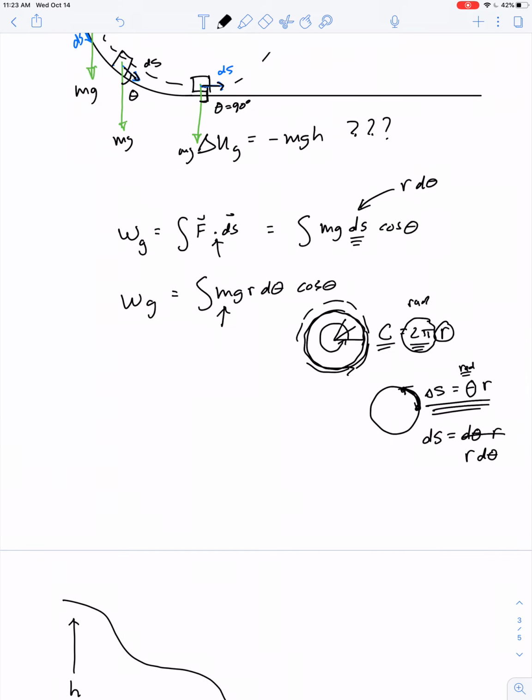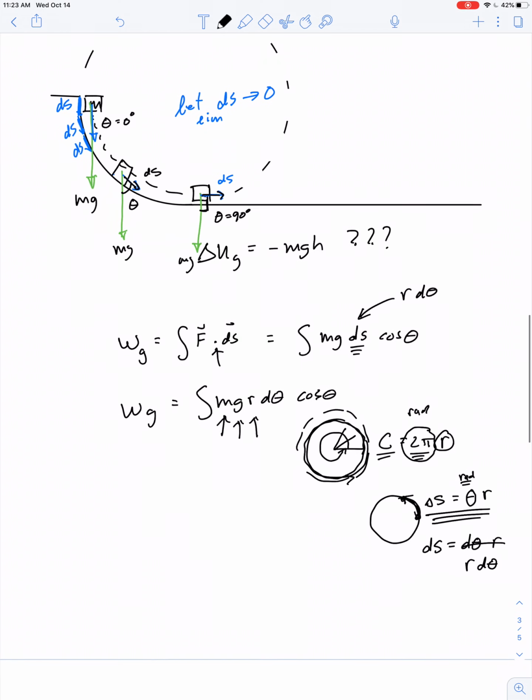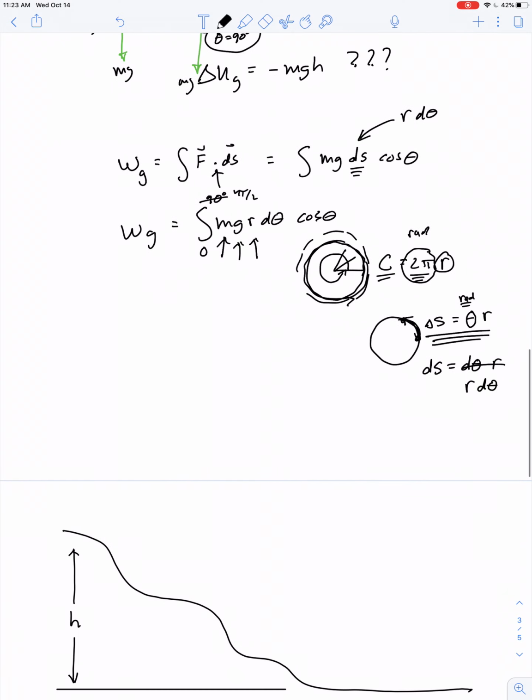The m is constant, the g is constant, the r is constant. Clearly, theta is the variable, and we can see that in the initial case, theta is 0, and in the final case, theta is 90 degrees. Right? We're integrating from 0 to 90 degrees, or if we want to keep it in radians, that's fine. We can say from 0 to pi over 2, whichever you prefer.